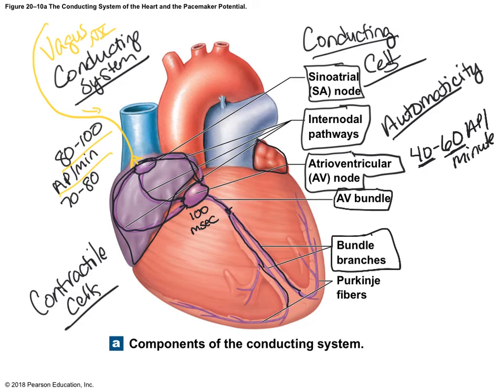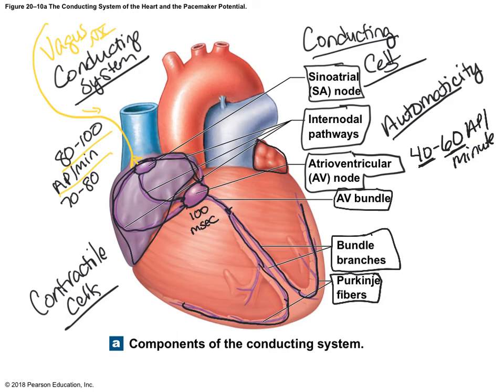And then each one of those bundle branches curves around the ventricles, and as it comes back up the outside of the ventricles, we call those Purkinje fibers. And after the action potential has been sent along these Purkinje fibers, then the ventricles will contract.